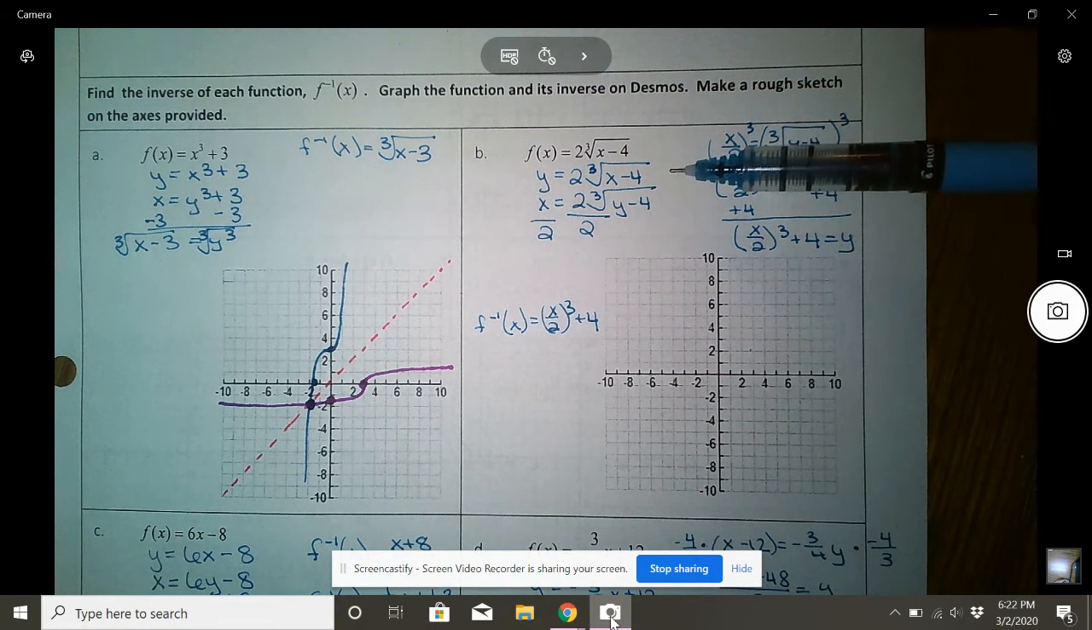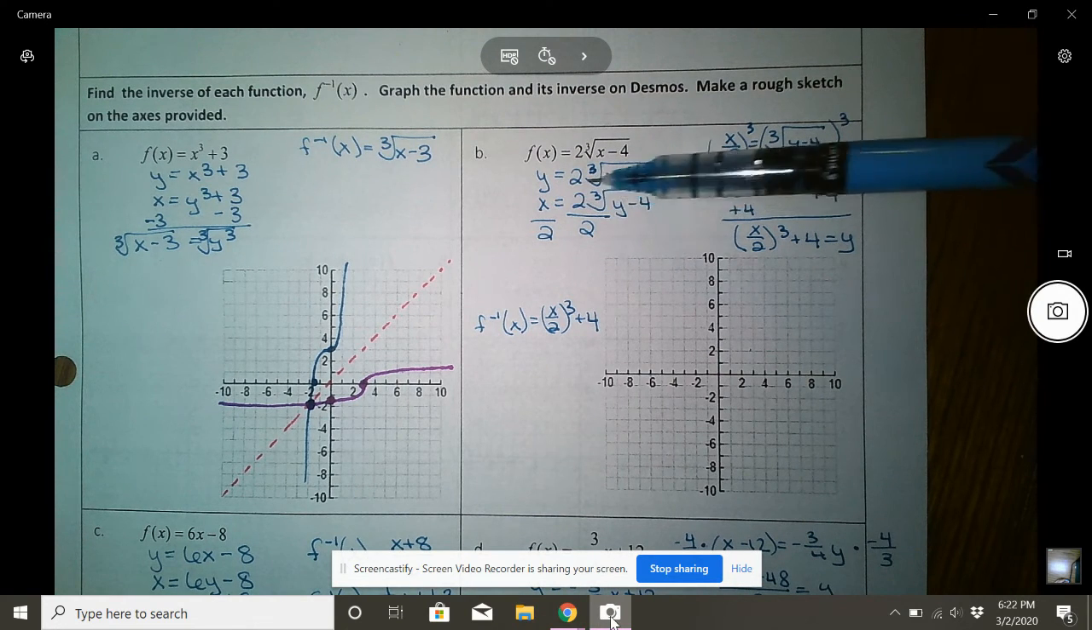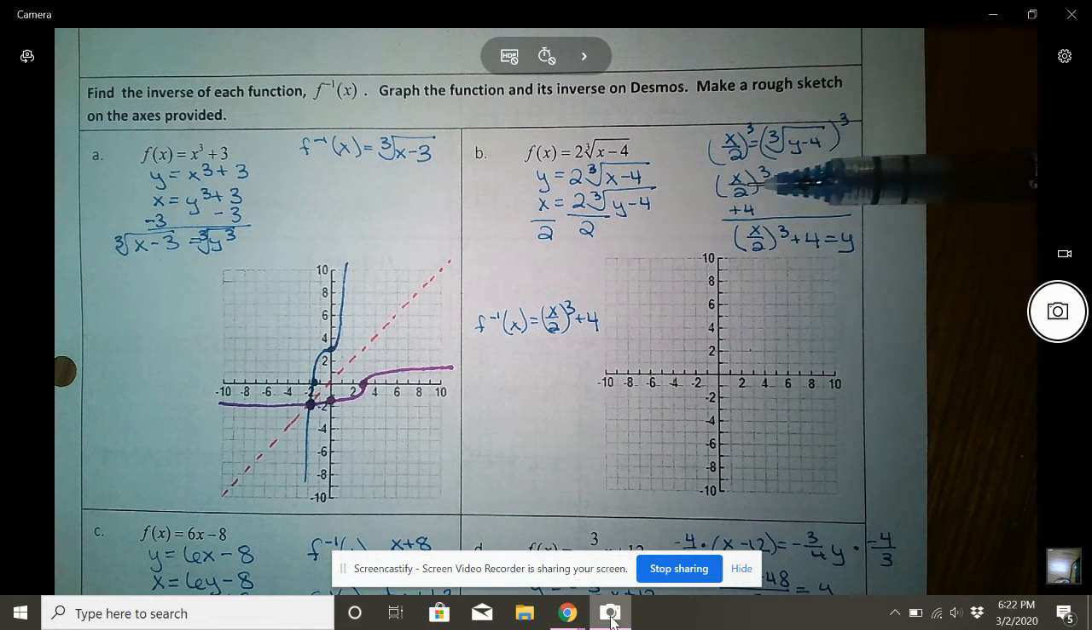I swapped out f of x for y. I switched where x and y were in the equation. And now I've started solving for this y value.